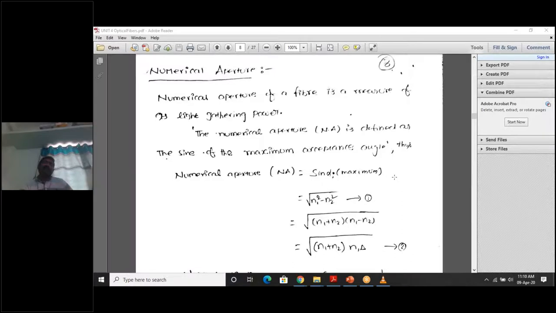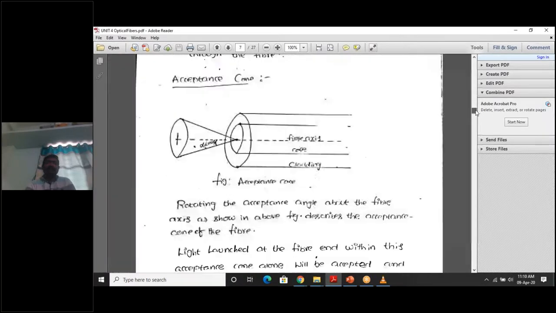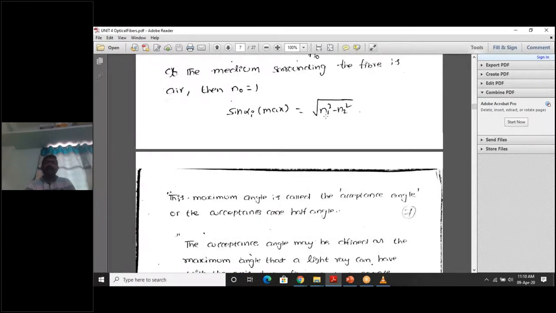So what is this alpha I max? The acceptance angle. Alpha I max is the maximum incident angle made by the light ray with the axis of the fiber in such a way that the light ray can propagate from one end to the other end. It is called the acceptance angle. Sine of the acceptance angle is called the numerical aperture mathematically. So the numerical aperture is defined as the sine of the maximum acceptance angle. We already derived the expression for sine alpha I max. So what is the formula? Sine alpha I max is equal to square root of n1 square minus n2 square, where n1 is the refractive index of the core and n2 is the refractive index of the cladding.